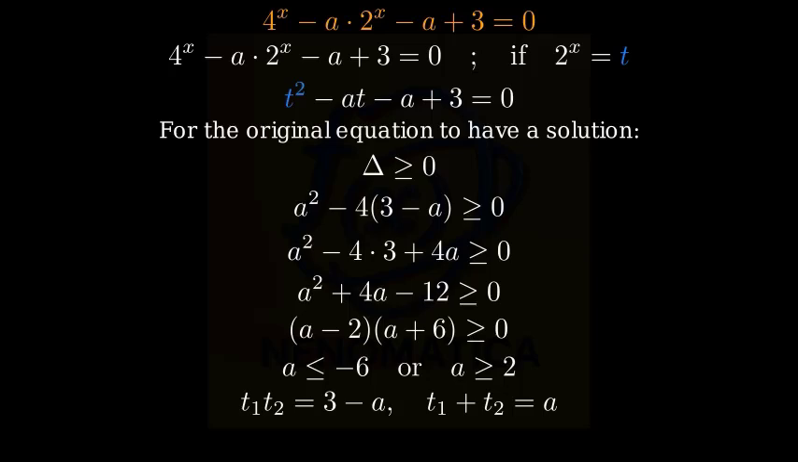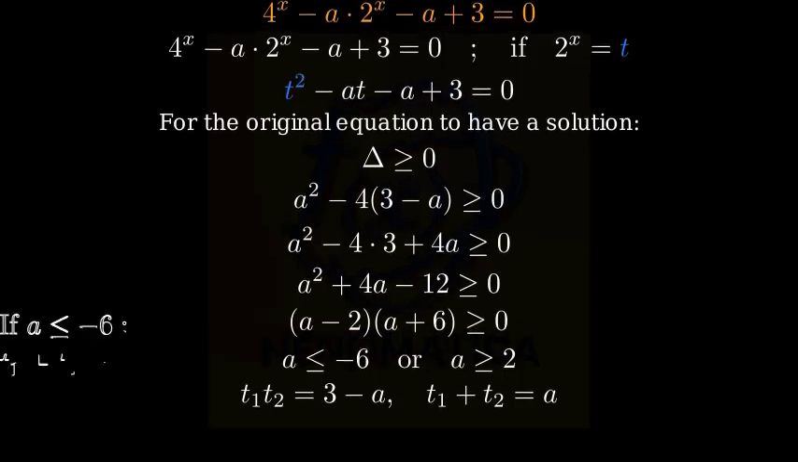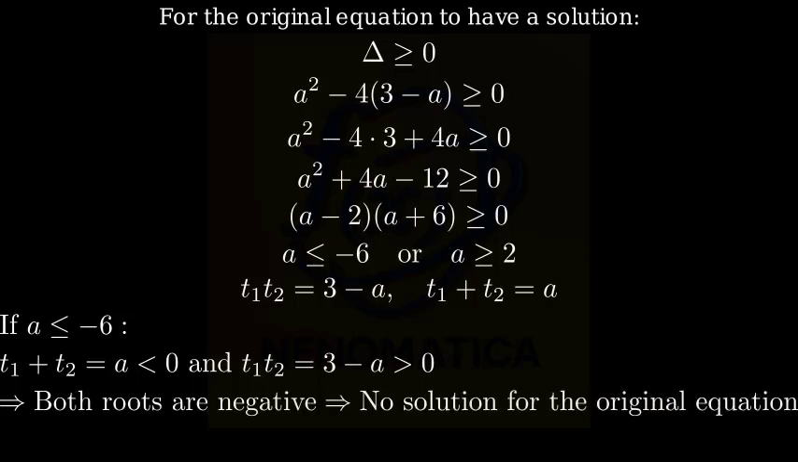First, when a is less than or equal to negative 6. Here, t1 plus t2 equals a, which is negative. Also, t1 times t2 equals 3 minus a, which is positive because a is negative. If the sum is negative and the product is positive, then both roots must be negative. Since t must be positive, and both roots are negative when a is less than or equal to negative 6, the original equation has no solution for these values of a.